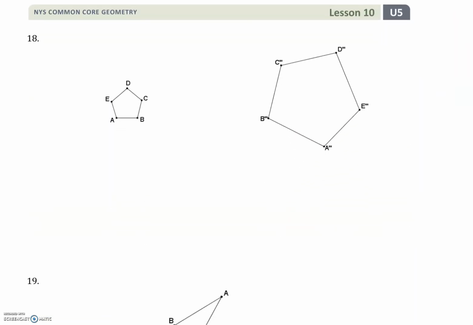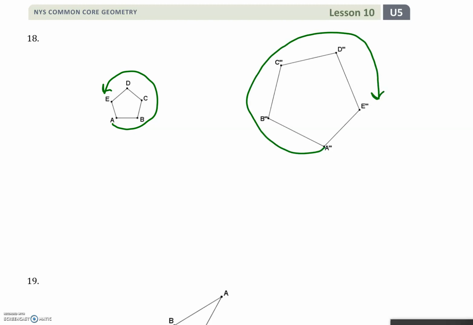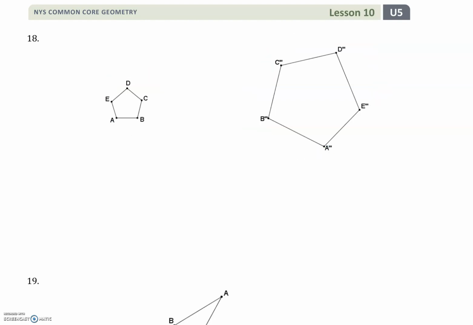Okay, for 18, lots of ways that we can do this. You basically need to figure out how much is going on here. The first thing I notice is if I'm labeling A, B, C, D, E, that's counterclockwise labeling. A, B, C, D, E with the primes is clockwise. So there's definitely been a reflection. Anytime that switches, there's been a line reflection. So I might try to reflect it over one of its sides. Like if I reflected over CB, I would get this.